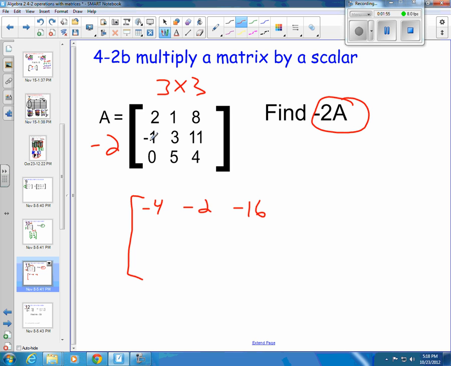Negative 2 times negative 1 is positive 2. Negative 2 times 3 is a negative 6. Negative 2 times 11 is negative 22. Negative 2 times 0 is 0. Negative 2 times 5 is a negative 10. And negative 2 times 4 is a negative 8. So I started with a 3 by 3, and my resultant matrix is also a 3 by 3. And again, you're just multiplying the number that's out in front times every single element inside your matrix.